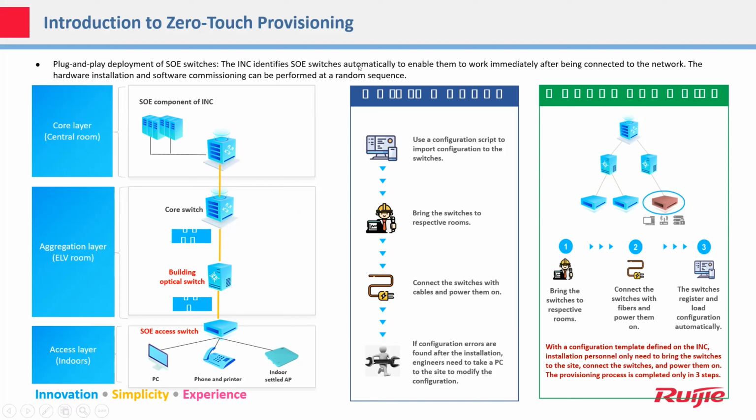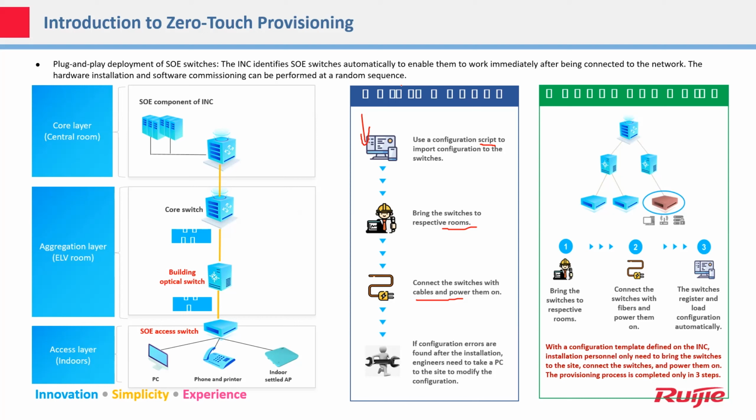You can see in this figure here a process of the traditional network deployment. Firstly, we should use a configuration script to import configuration to the switches, bring the switches to the respective rooms, connect the switches with cables and power them on. At last, if configuration errors are found after the installation, engineers should take a PC to the site, modify the configuration, analyze it and find out the faults.